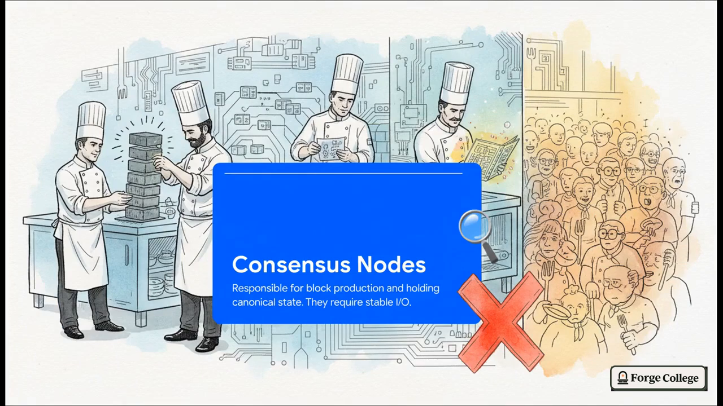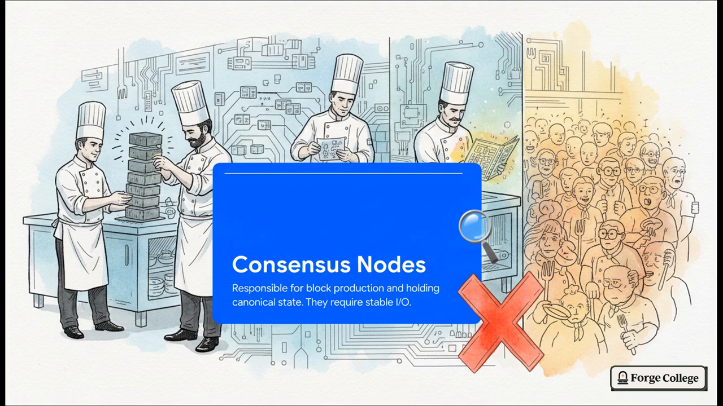Then, back in the kitchen, you've got the consensus or validator nodes. These are your head chefs. They are doing the absolute heaviest lifting, participating in block production, maintaining peer connectivity, and holding the canonical state of the blockchain. And because they're doing such critical, highly focused work, they require incredibly stable I/O capacity.